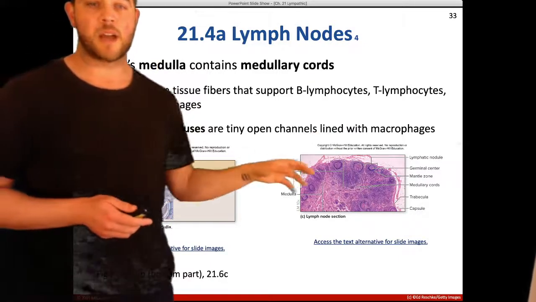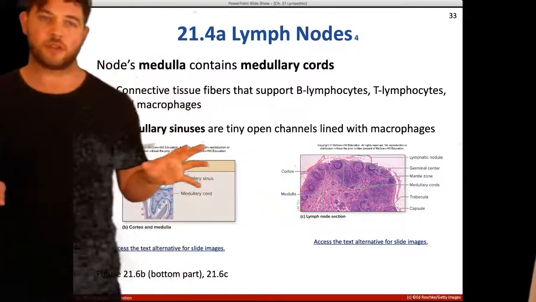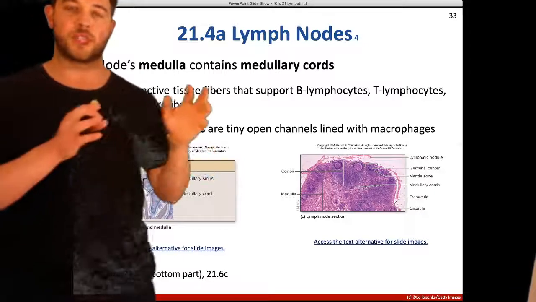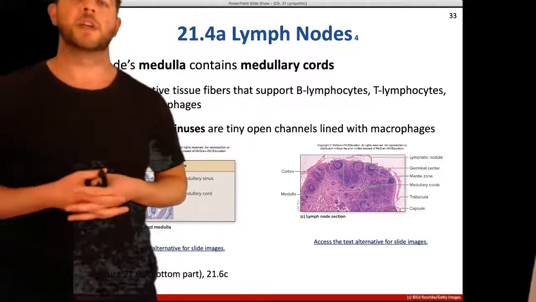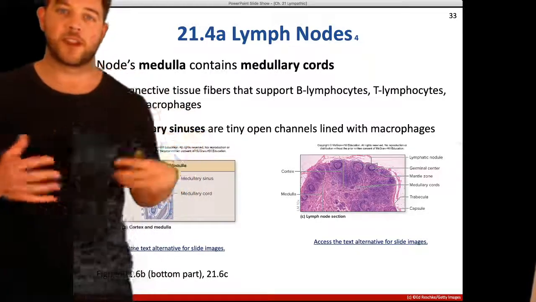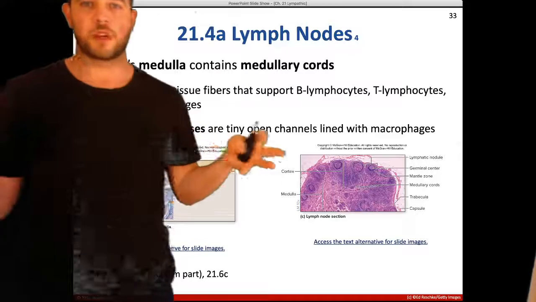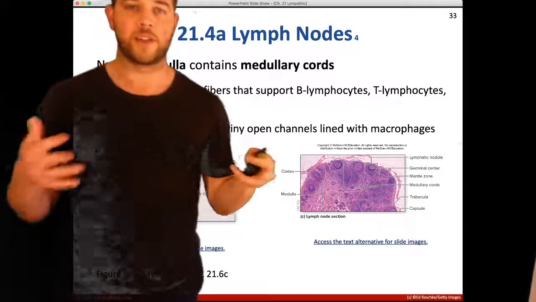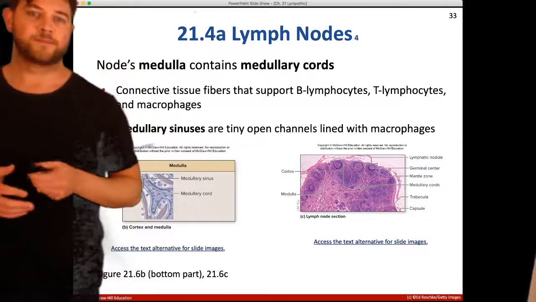Again, I'm not going to be as picky with the specific structure of a lymph node. You should know the difference between the cortex and the medulla, the mantle zone and the germinal center, and what types of cells are found within each of those areas, as well as, again, the structural and functional importance of having those varied cells lining and within all these passageways.